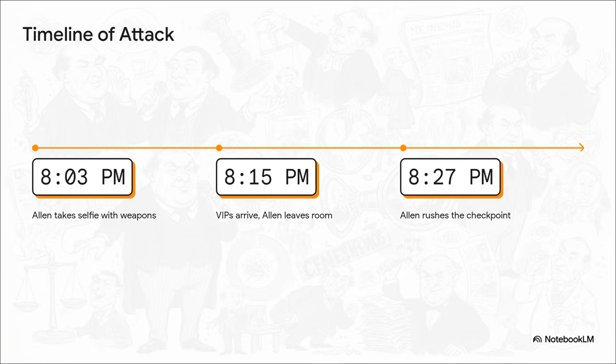Finally, at 8:27 p.m., after allegedly watching a video of the president on his phone, he rushed the security checkpoint, the magnetometers on the lower level. The broadcast pointed out that because the hotel was active, the Secret Service just didn't have full operational control of the upper floors. This basically allowed an armed individual to roam freely before hitting that primary protective bubble.